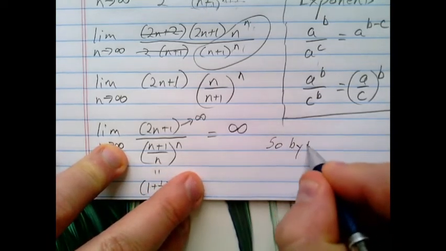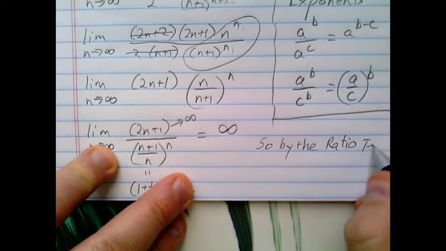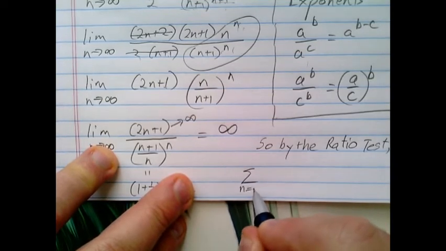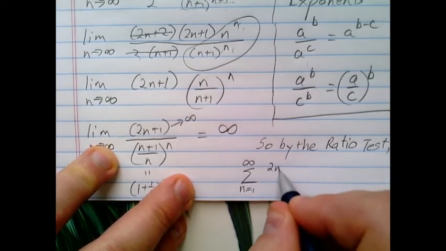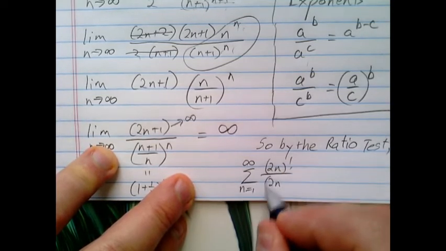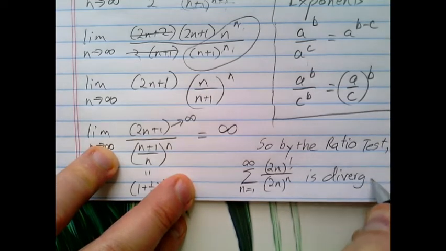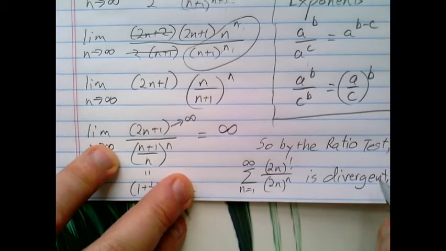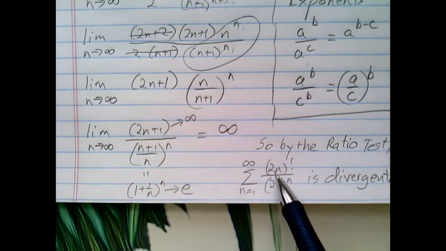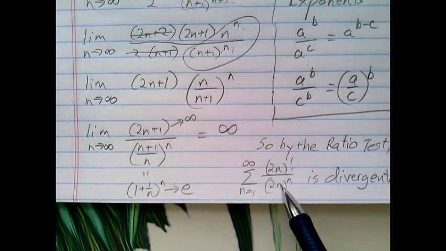So, by the ratio test, our series, n goes from 1 to infinity, and remember we had (2n) factorial over 2n to the n, is divergent. And if it's divergent, that means that the top is either outgrowing the bottom or at least keeping pace with the bottom. Okay?